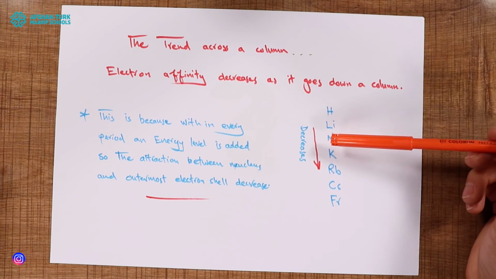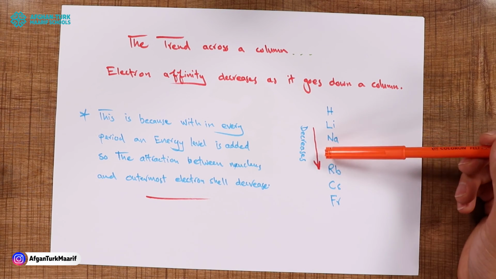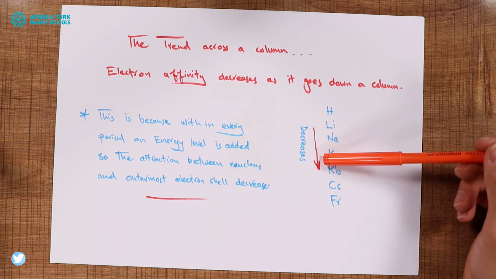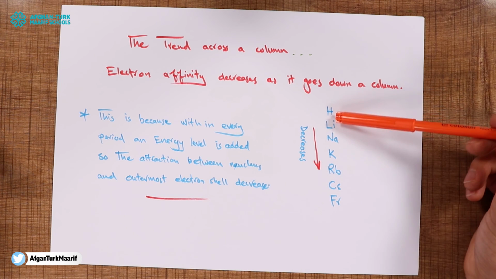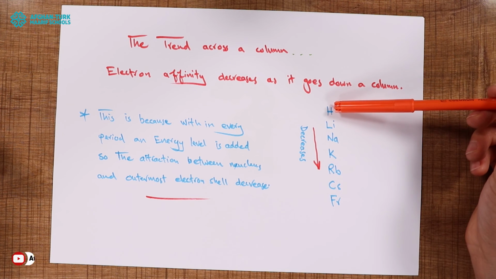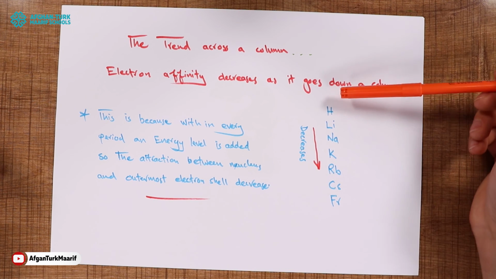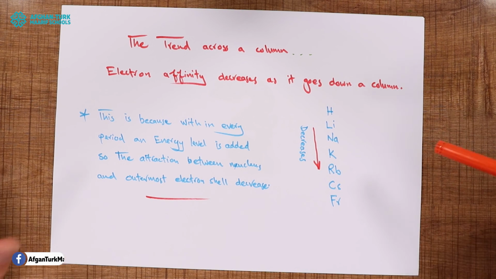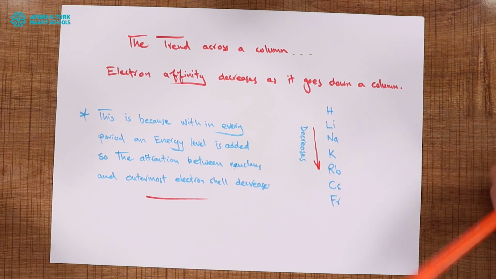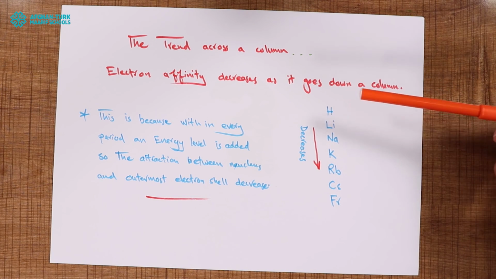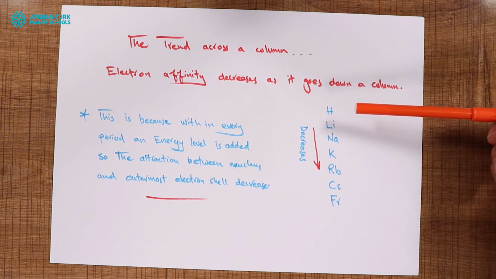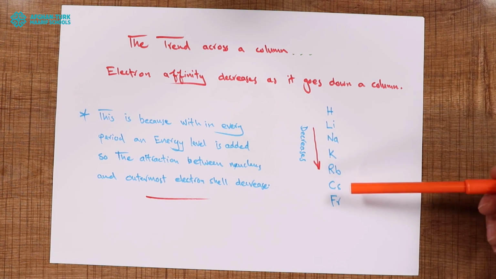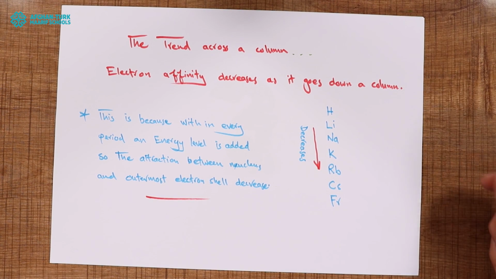So the attraction of the nucleus to the outer electron will get less. The atomic radius will get higher. So as much as the atomic radius gets higher, the electron affinity will decrease. So this is the trend across a column for electron affinity. Let me tell you again, as much as the atomic radius increases, the electron affinity will decrease across a column.